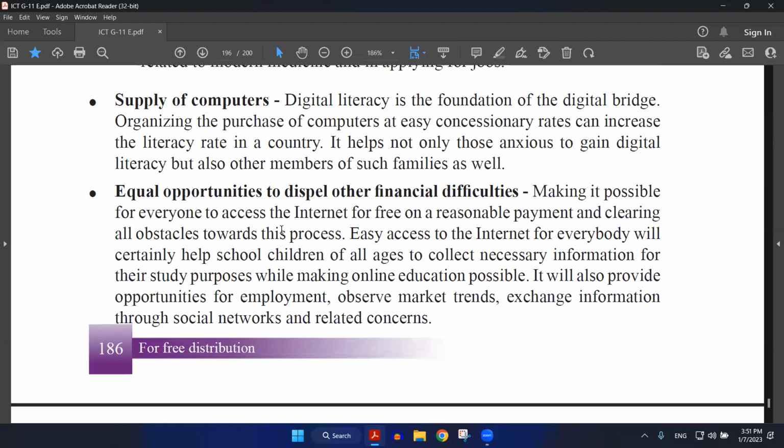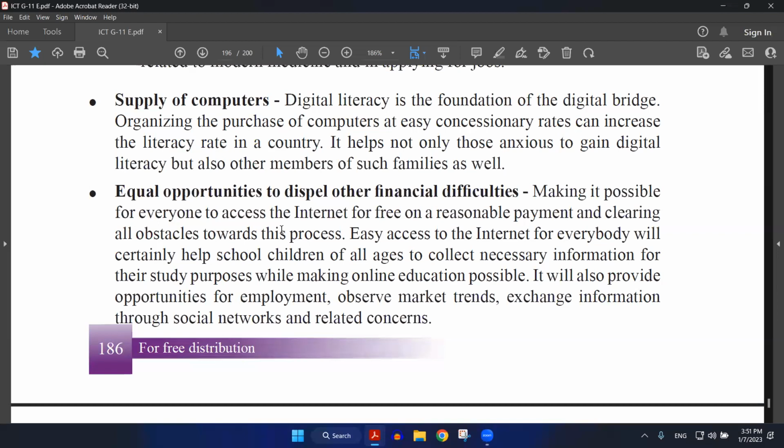Even for the people who are not in a good financial condition, the banks and financial institutes can manage easy payment systems for them to purchase a technical device and pay little by little, right? So the people who don't have enough financial strength to purchase it at once will move to purchasing on an easy payment system. It says equal opportunity to dispel other financial difficulties. Yes, again, that's what we were talking about, right?